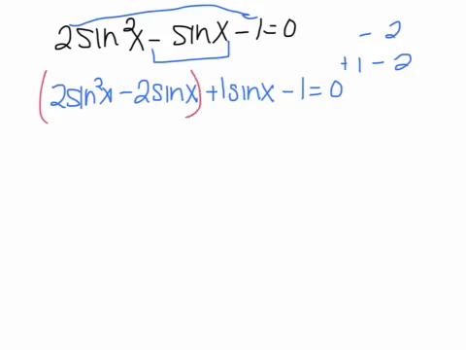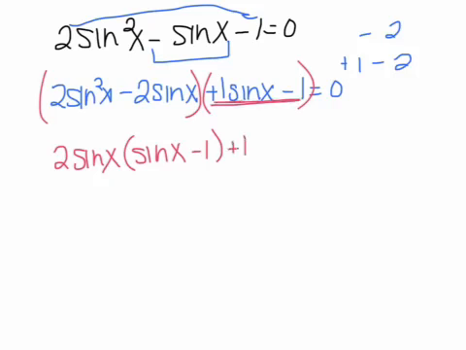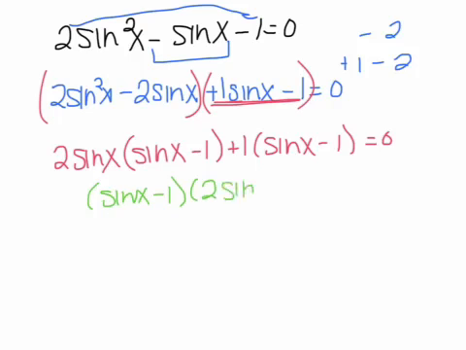I'm going to factor by grouping. So I'm going to factor out a 2 sine x. When I do that, I'm left with a sine x minus 1. Here I have nothing to factor out, so I'll factor out a plus 1, and I'm left with a sine x minus 1. Next, what do I have in common? Well, I have a sine x minus 1, and left over I have a 2 sine x plus 1.